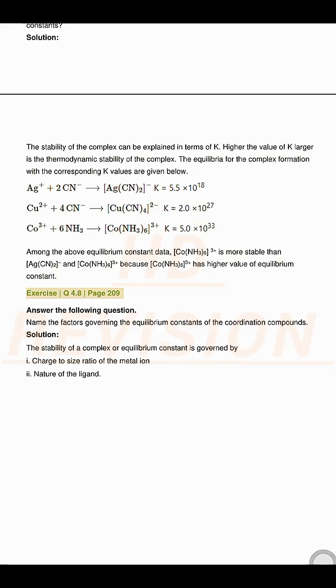Exercise Q 4.8, page 209. Answer the following question. Name the factors governing the equilibrium constants of the coordination compounds. Solution. The stability of a complex, or equilibrium constant, is governed by I. Charge to size ratio of the metal ion. II. Nature of the ligand.